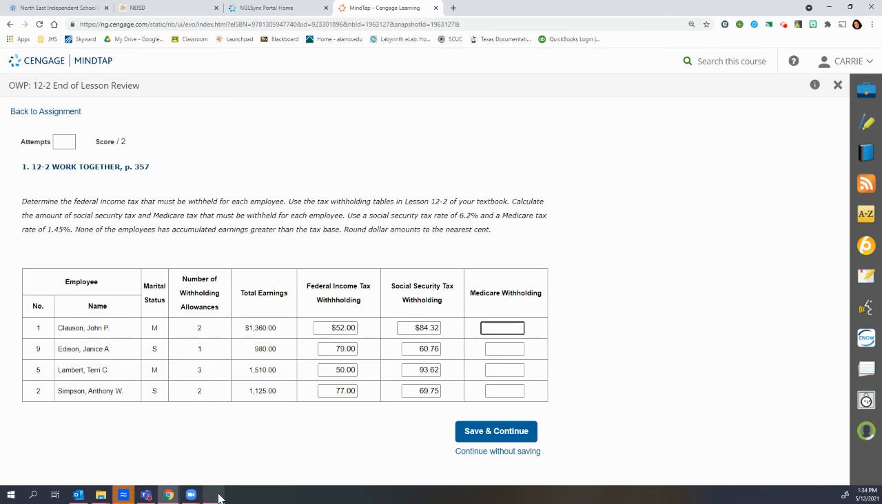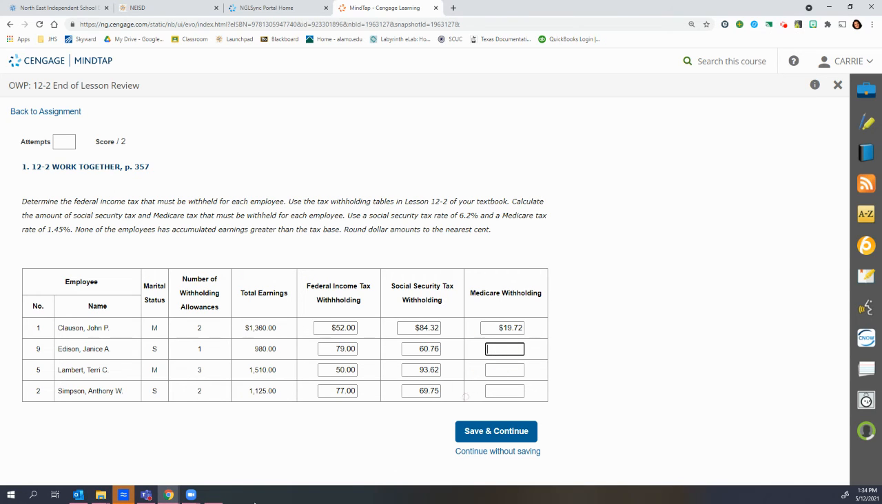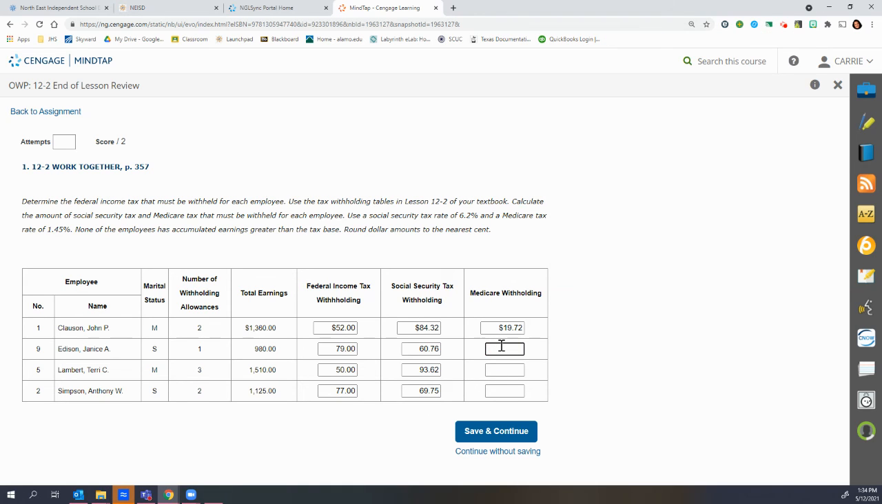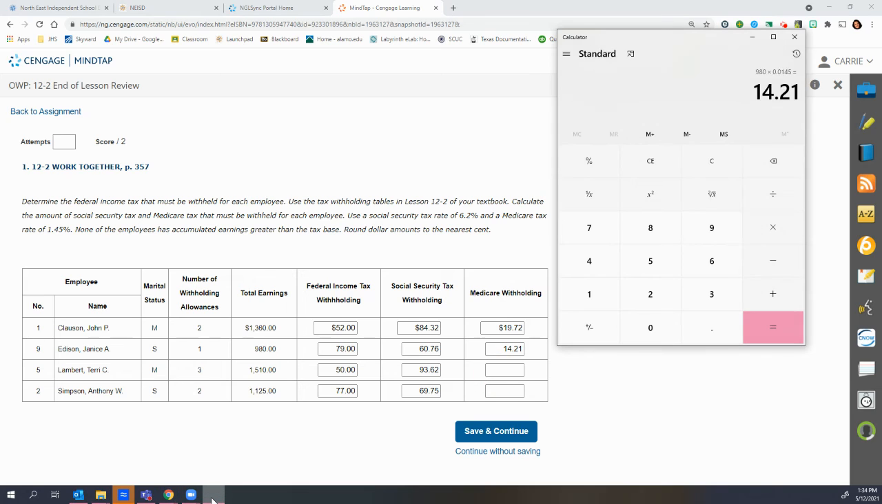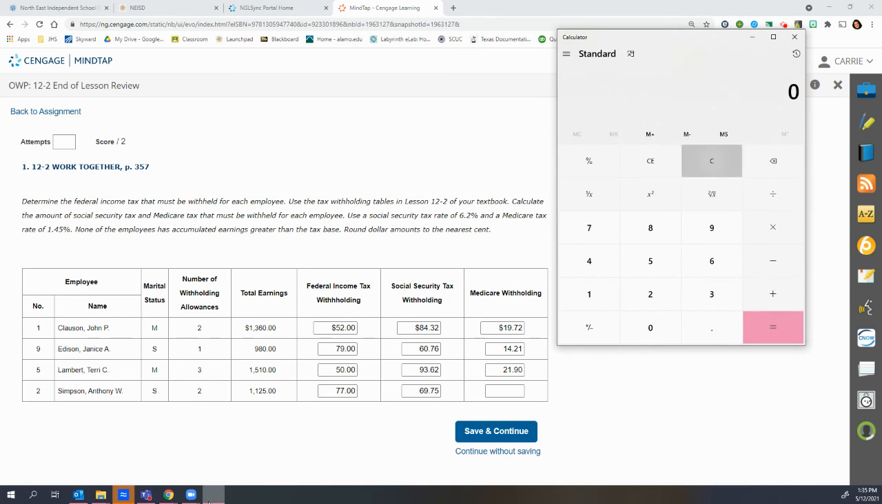Then I got to do Medicare. And that is 1360 times 0.0145, $19.72. 980 times 0.0145, $14.21. 1510 times 0.0145 is $21.90 because we have to make it to cents. And then 1125 times 0.0145, 16.31.